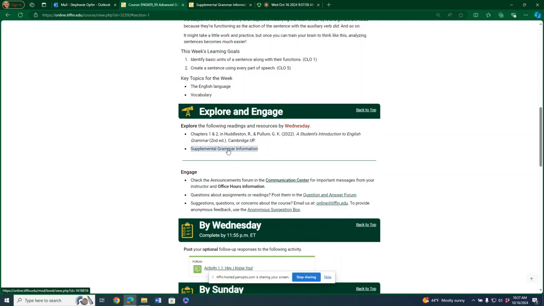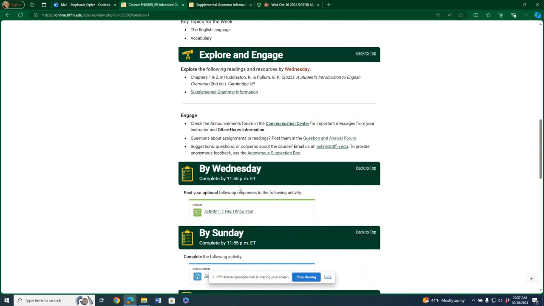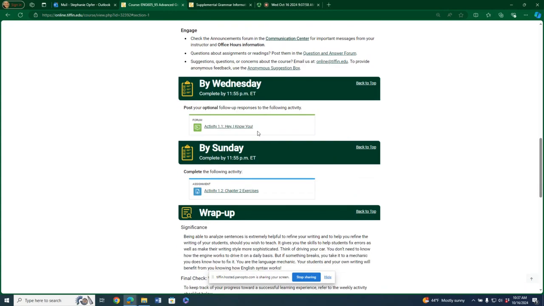What I would recommend is reading through the supplemental grammar information first, and then going to the textbook and sorting out what the textbook is saying. And then you've already done the activity 1.1, hopefully, and then you can go on to activity 1.2.